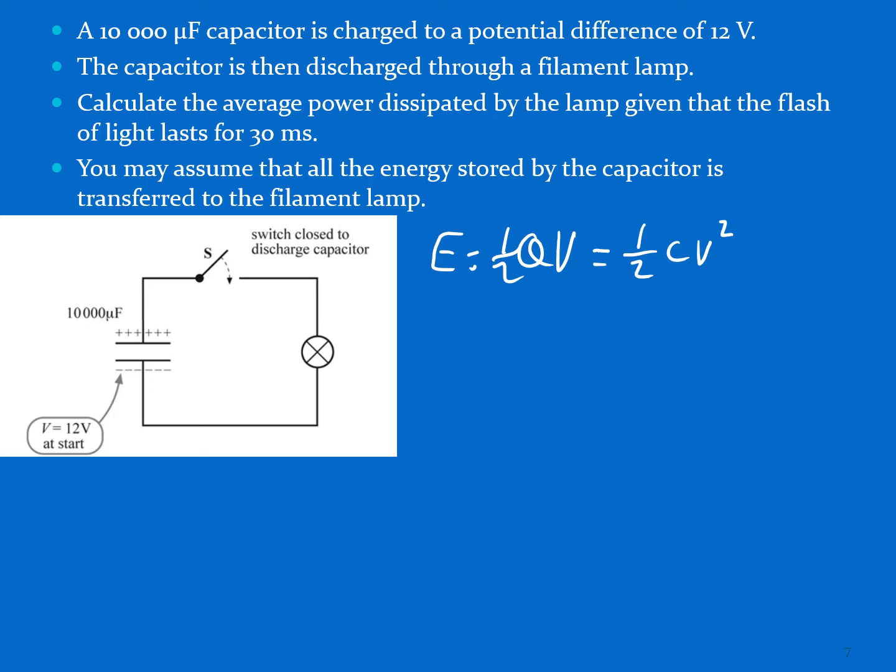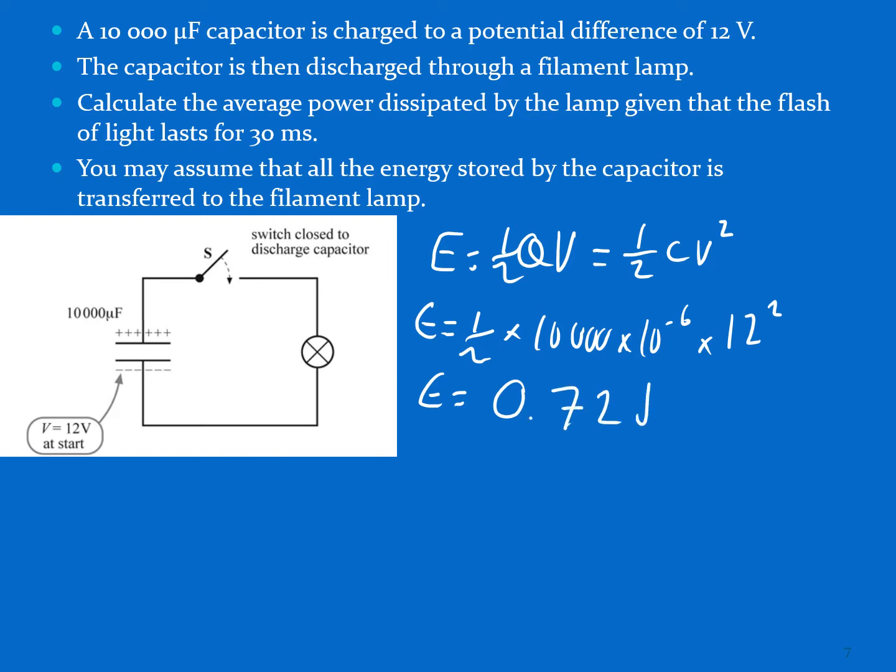So let's substitute our values in. E is equal to half times 10,000, micro is times 10 to the minus 6, and we've got a voltage of 12 volts, so 12 squared. Put that into your calculator, we get a value of 0.72 joules. So that's the first part.